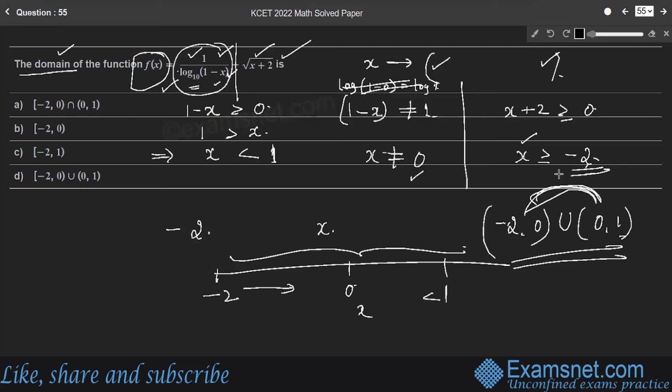Therefore, look at the options. Option D is the right answer: minus 2 to 0 union 0 to 1. Hence, option D.